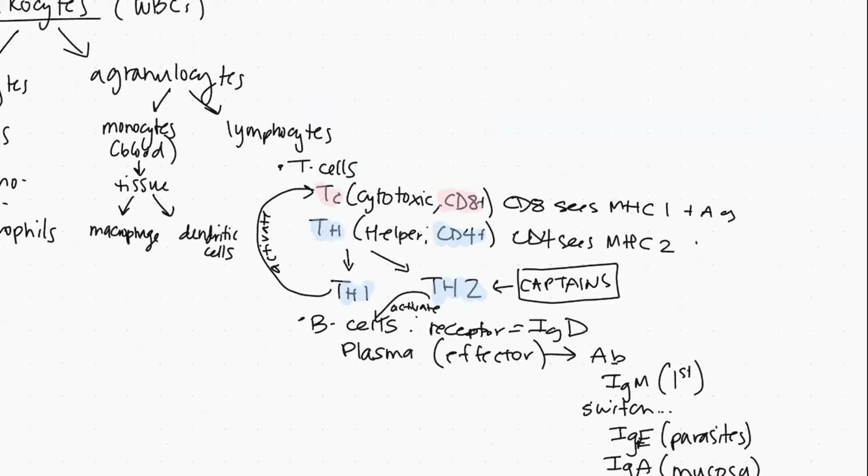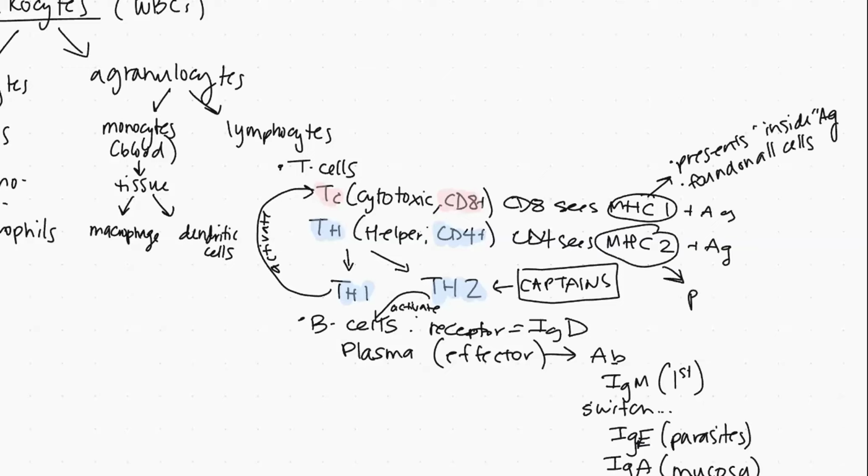All right, and so MHC1 presents inside antigen, and it is found on all nucleated cells. MHC2 presents outside antigen.